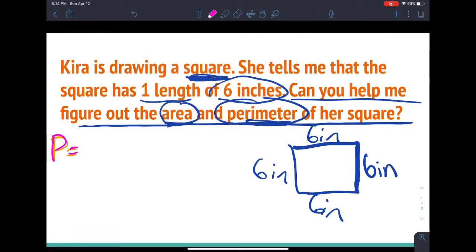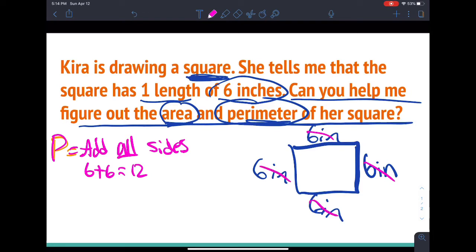We solved on the last question that perimeter, you need to do what? You need to add all sides. So let's add up all the sides. We have 6 plus 6 equals 12. And then another 6 and 6 which equals 12, and then 12 plus 12 equals 24.